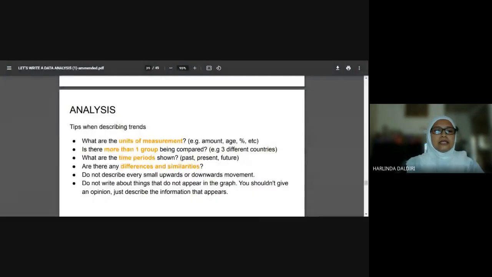Analysis tips when describing trends. What are the units of measurement? Is there more than one group being compared? What are the time periods shown? Past, present, future. Most of the time it's going to be the past, but just be careful. Sometimes, but very, very rarely, you will have a graph which is showing the future. But if it is showing the future, then you should use future tense.